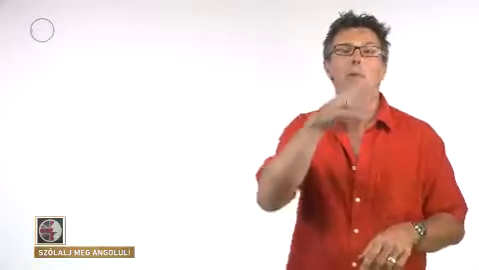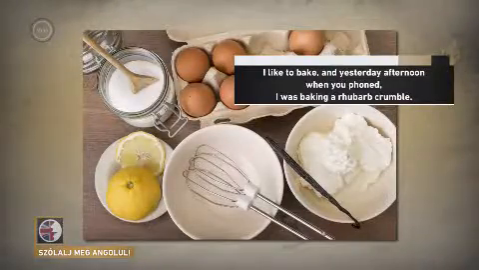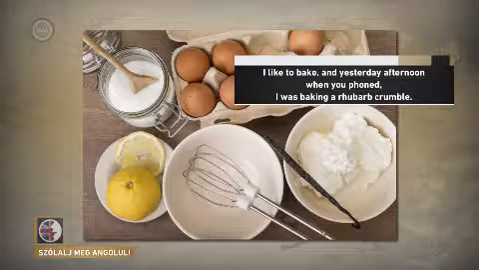Okay. The first thing to remember is that if the verb ends in the letter E, then we remove the E before we add ing. So, I like to bake, and yesterday afternoon, when you phoned, I was baking a rhubarb crumble.